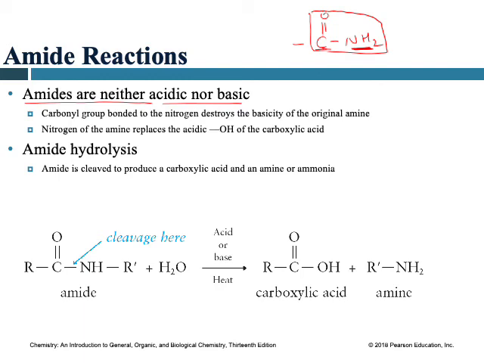Whereas this nitrogen is attached to the carbon, right? So what is carboxylic acid? OH. Because you remove this OH from the carboxylic acid and replace it with NH2 to make an amide bond, the acidity of the carboxylic acid or this carbonyl group is lost. So each of them is destroying the other's acidic and basic nature. That means amides are neither acidic nor basic because of the structure they have, right? The carbonyl group bonded to the nitrogen destroys the basicity, and the nitrogen atom of the amine replaces the acidic OH from the carboxylic acid group.